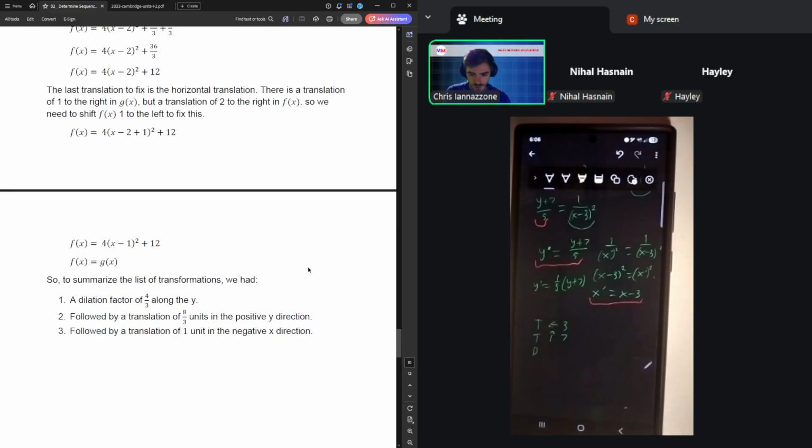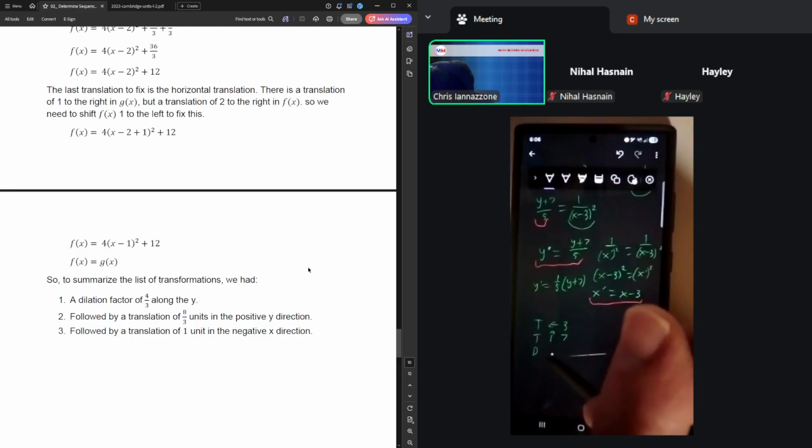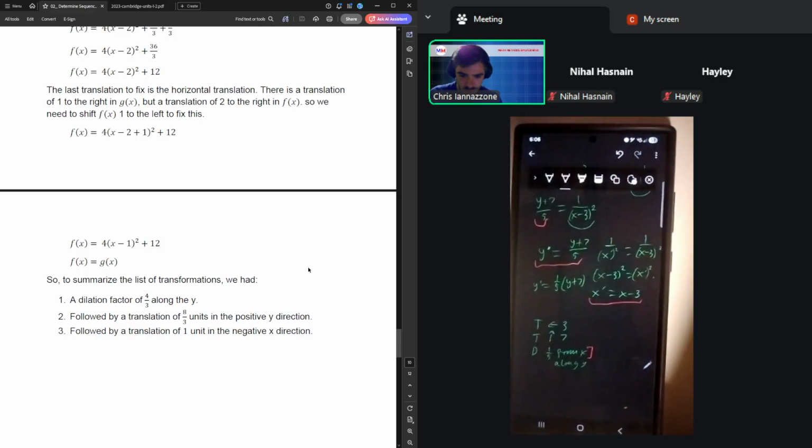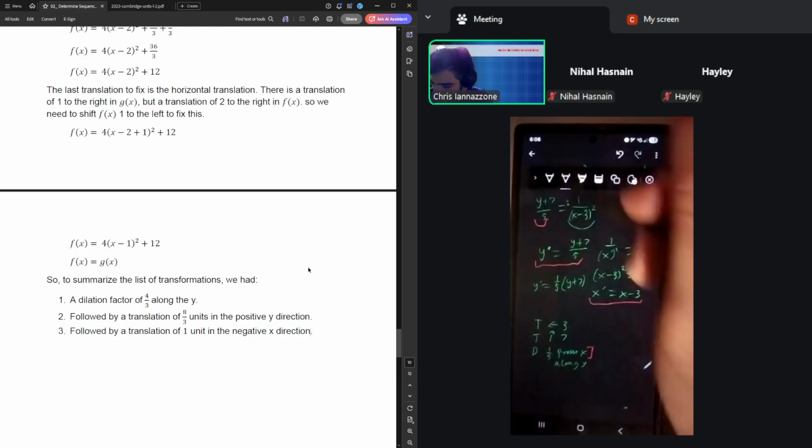Dilate factor of a third along the y. Yes. That's just my handwriting making it look like a 3. That would be a fifth, but I'm sure you would have said that if my handwriting looked any better. Yeah, along the y is correct. That's it. So along the y, or you could say from the x. So dilate fifth from x or along y. Typically I see from x in a textbook, but both of these are valid.